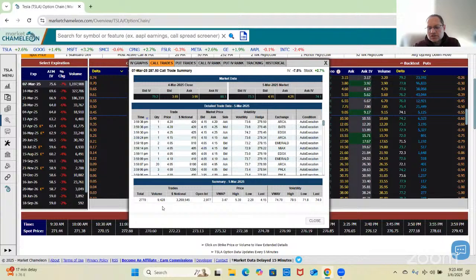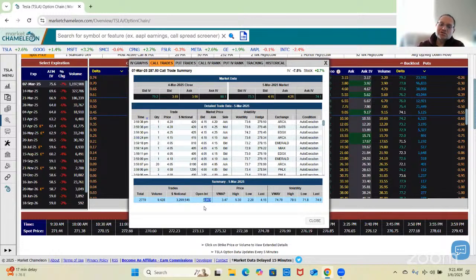What about the dollar value of all these options? How much, in dollar terms, was transacted? And that is here, that's the notional, 3,269,545. So quite a bit. It's over $3 million worth of options traded in this particular contract.